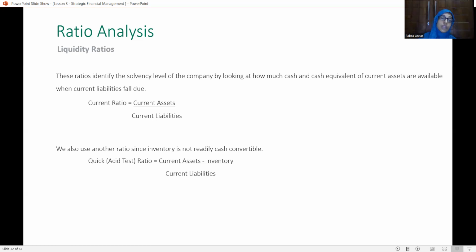So if we look at the calculation in the amounts that I said, the current assets that I mentioned was 100,000, and the current liabilities I mentioned was 50,000. So 100,000 divided by 50,000, what would the answer be? It would be 2, right? When you look at 2, what do you understand from it?